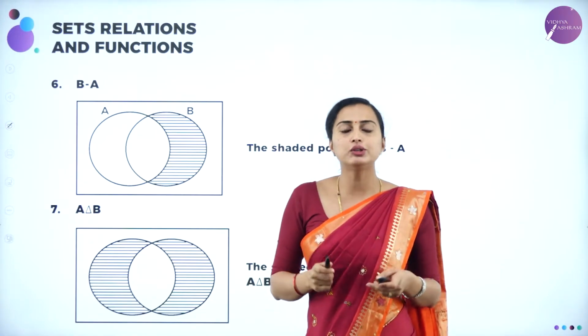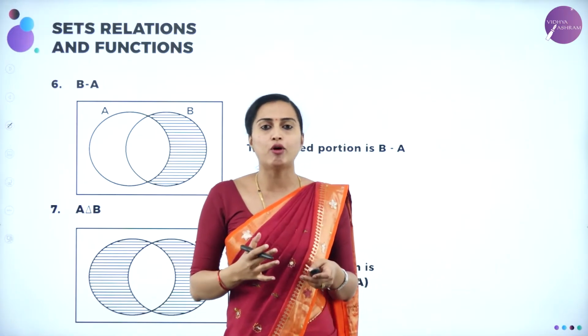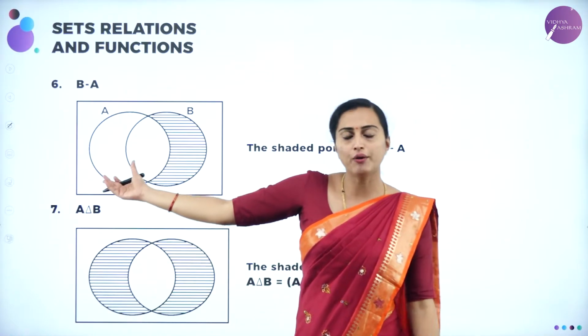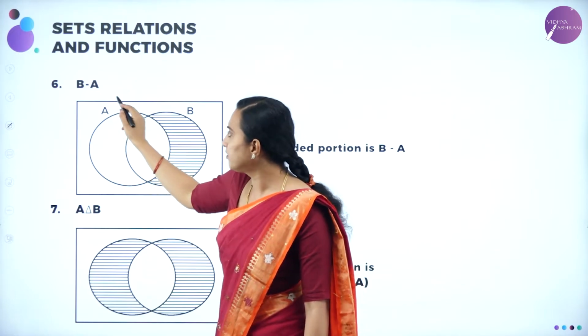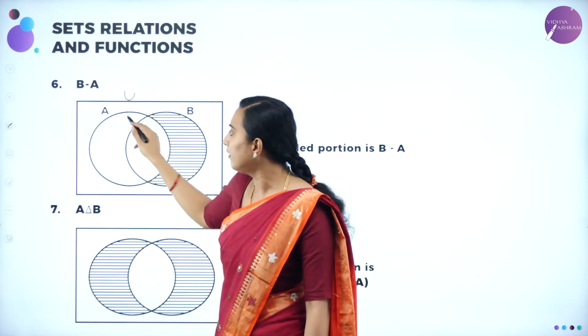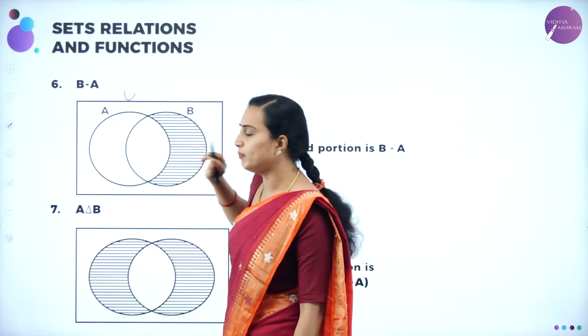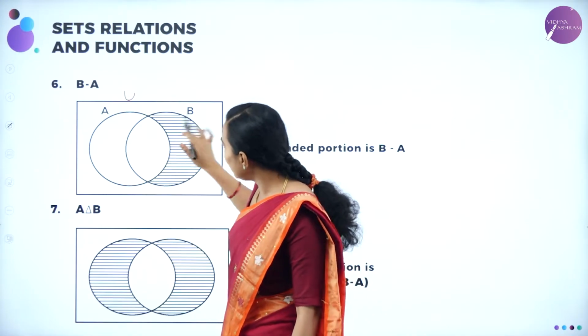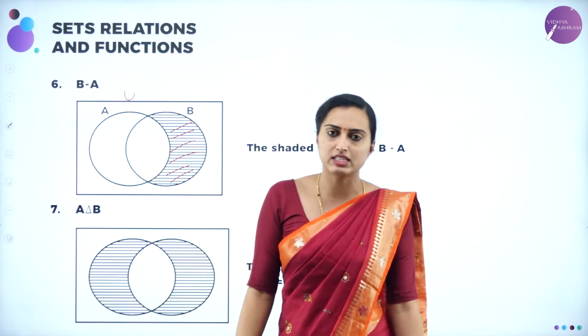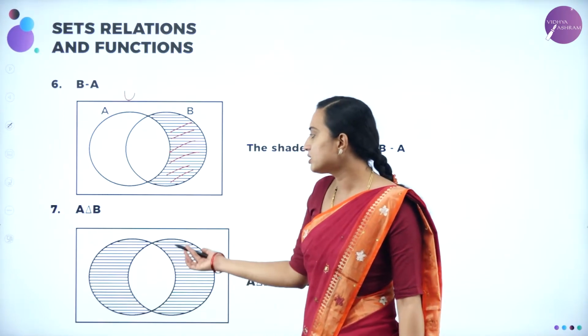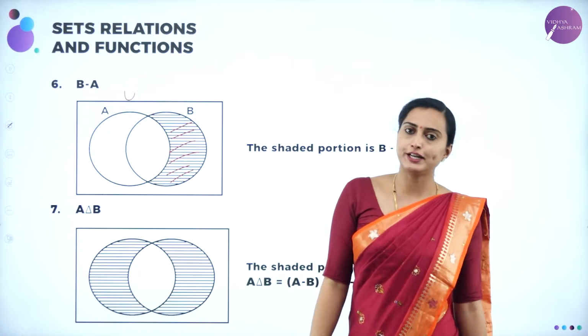So if they ask you to write the Venn diagram of B minus A, this is how you are going to represent it. Are you getting this? Here, this is the universal set, this is set A, and this is set B. B minus A means only those which are in B but not in A. Understood?